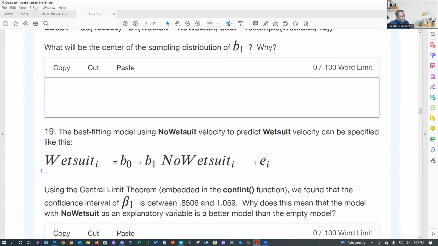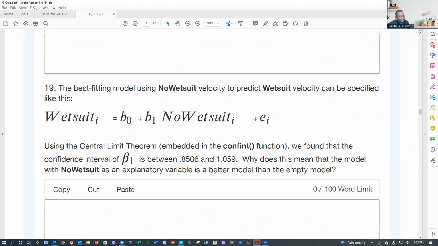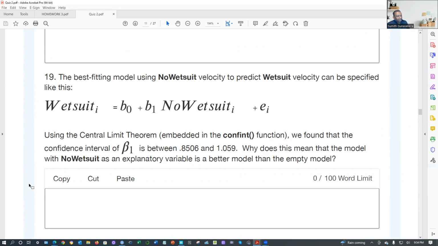And number 19. The best fitting model has been given. Using the central limit theorem, we found the confidence interval to be this. What does it mean that the model with an explanatory variable is a better model than the empty model? Why does this mean that the slope is between this and that? According to the central limit theorem, using the confint embedded in R, we found that the confidence interval for beta 1 is between this one and this one. The confidence interval has been given.